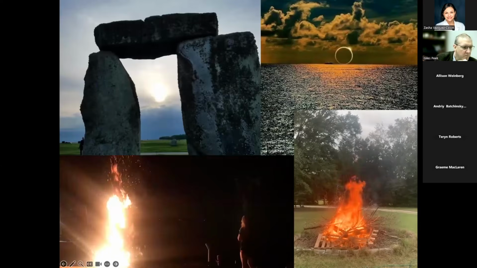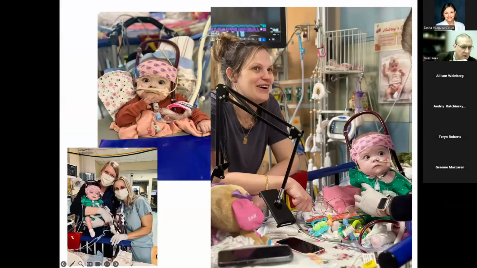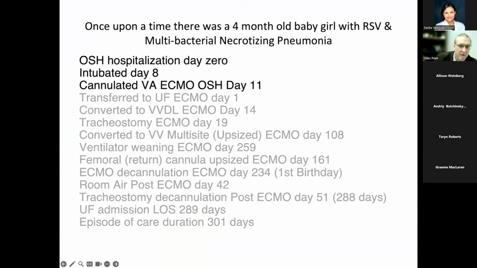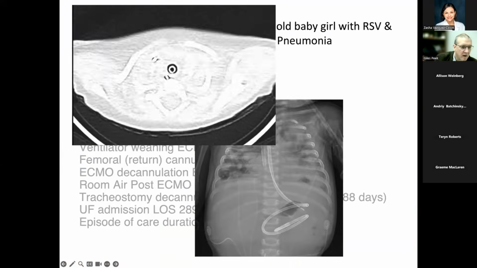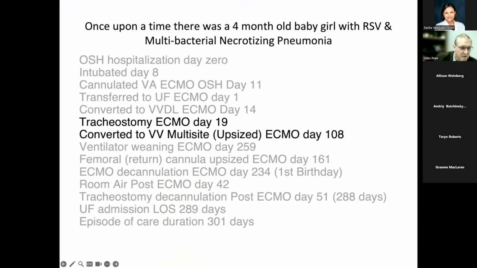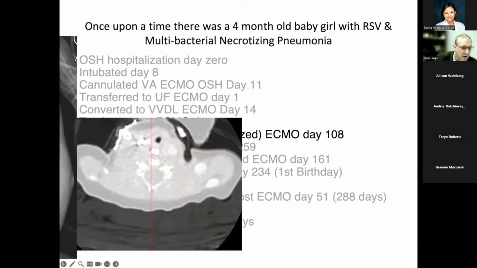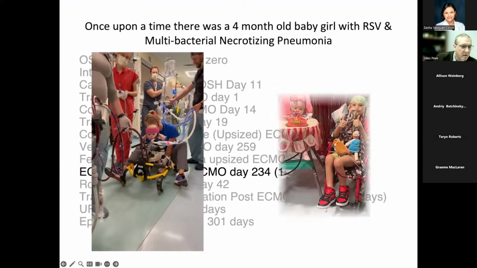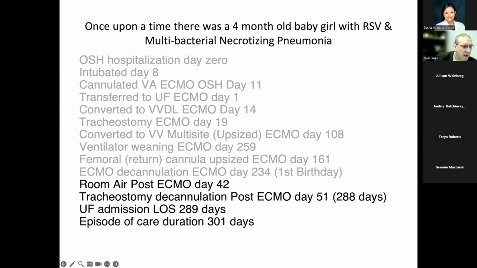And this is a patient that we looked after here at UF just over 18 months ago with basically polymicrobial pneumonia. And she was on ECMO for a long time. And she had no lung function and was on VA and then VV, a very complicated long-term course and massive team effort to get her through it. And I decannulated her on her first birthday after 234 days on ECMO. And we took her to walk on ECMO.